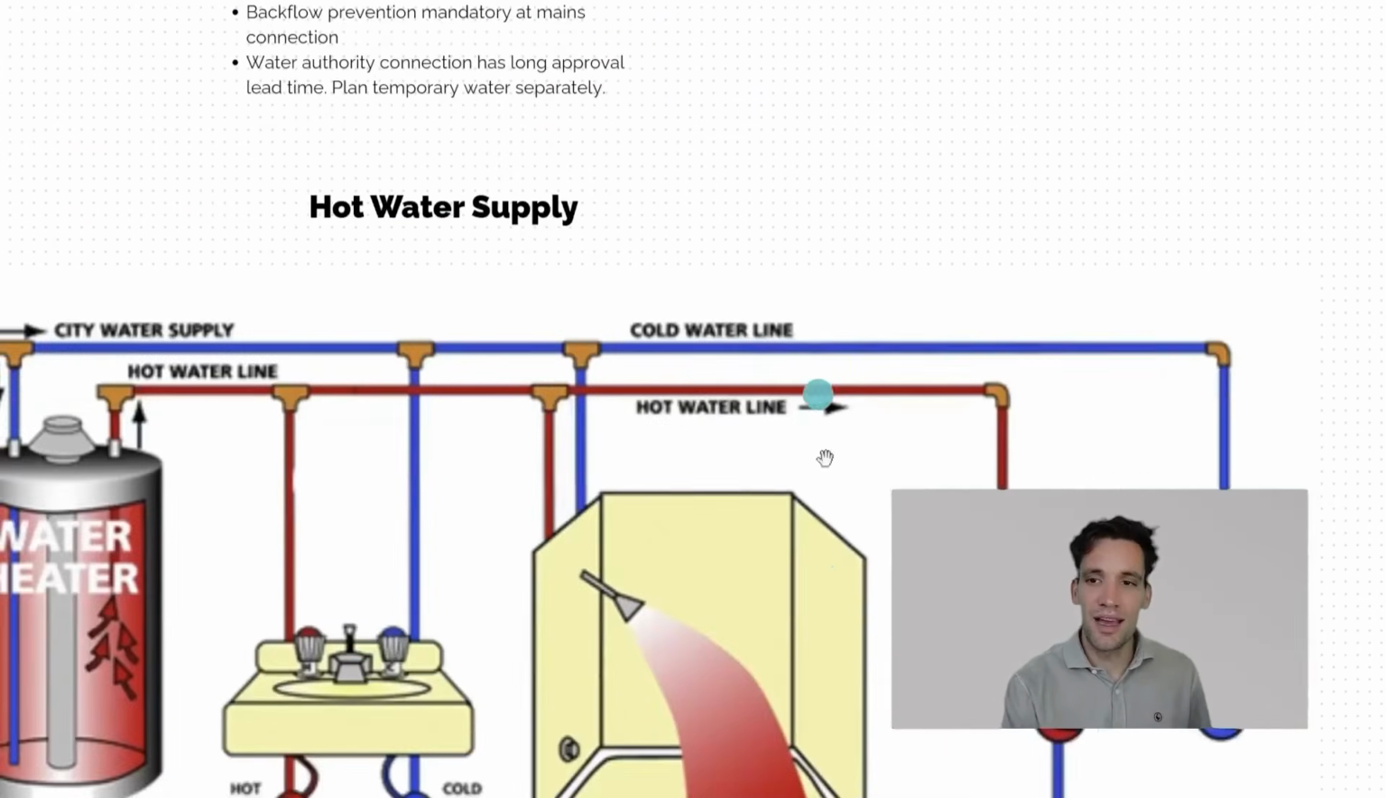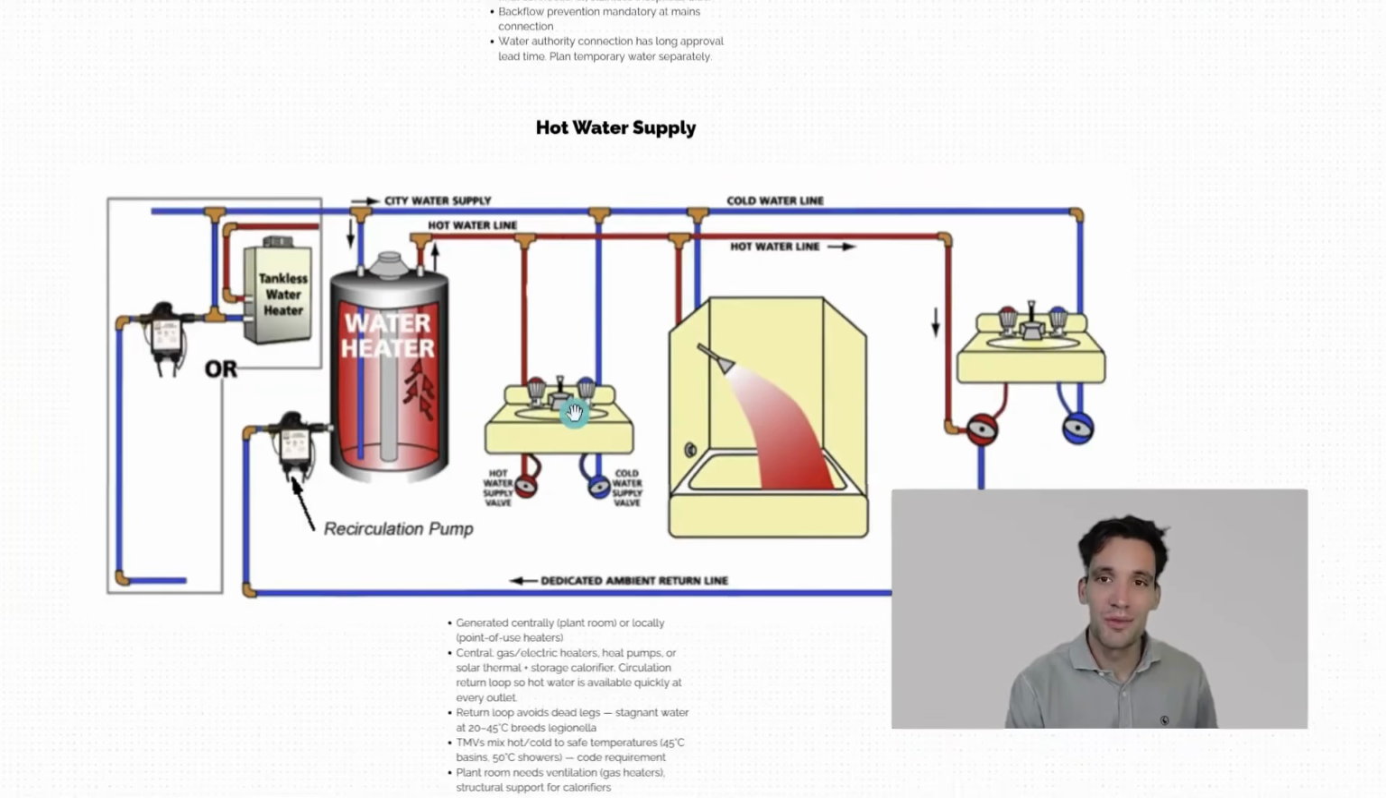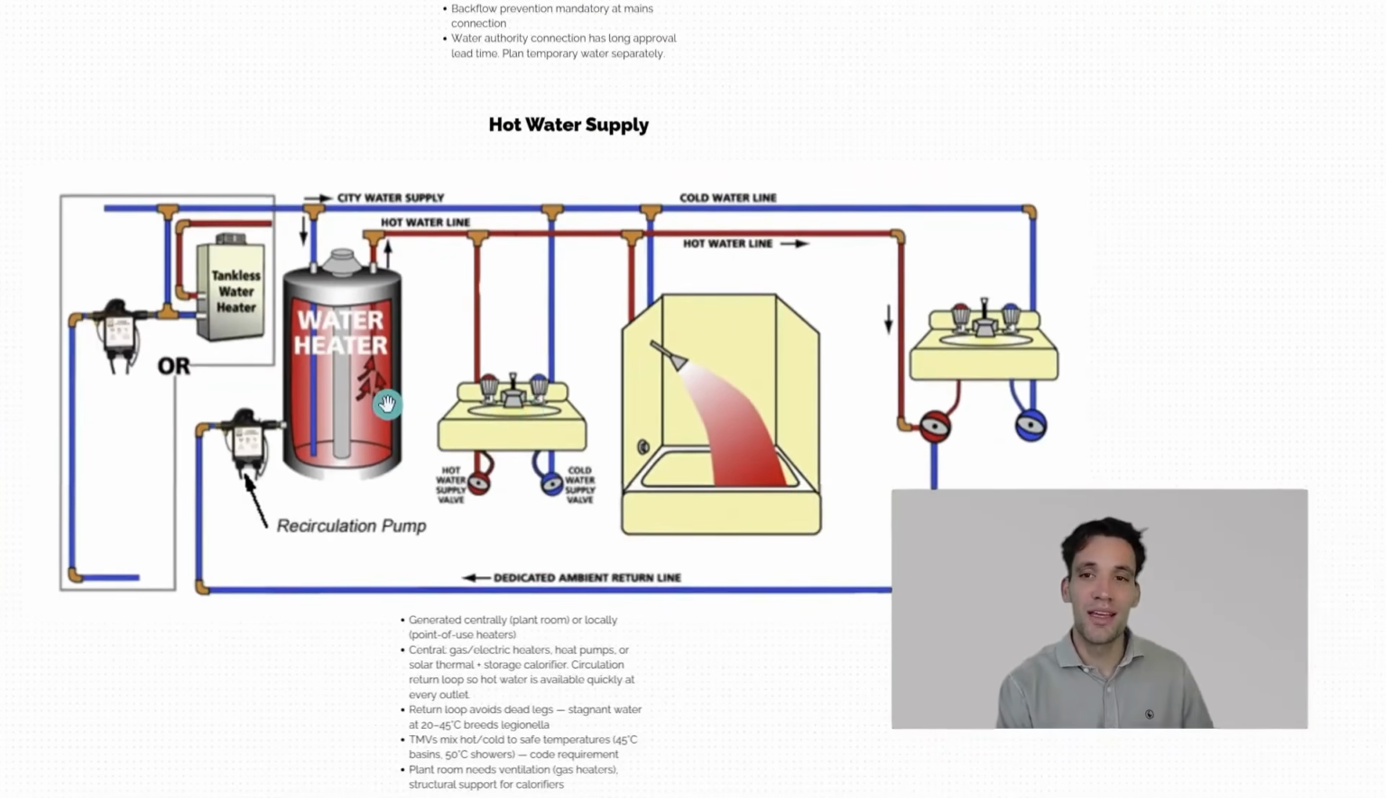Now, because none of us like having a shower when it's cold, we will also have our hot water supply, which is basically we take the cold water supply and we add a water heater to it, and then we have separate pipework that runs through the building and distributes hot water where it's required so we can have a warm shower.